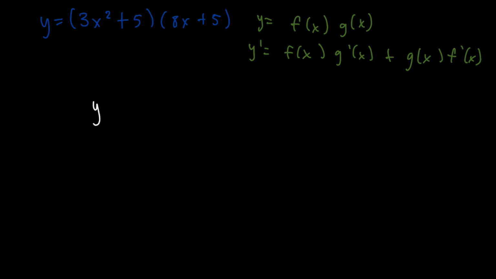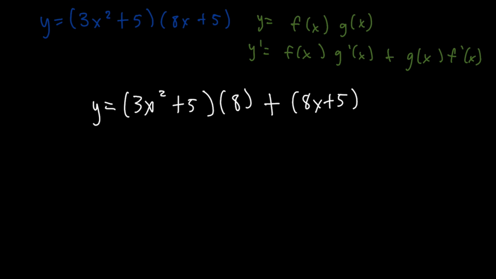So in product rule, it states that let's copy the first term, which is 3x squared plus 5. Then let's derive the second term, 8x plus 5. If we derive it, that is 8 plus, let's copy the second term, 8x plus 5. Then derive the first term, 3x squared, that is 6x.